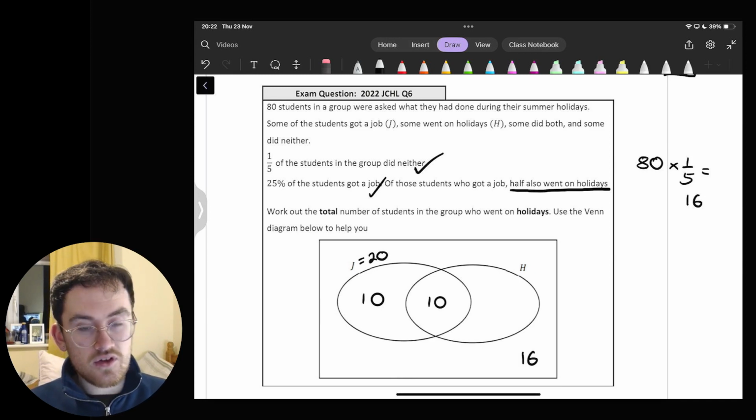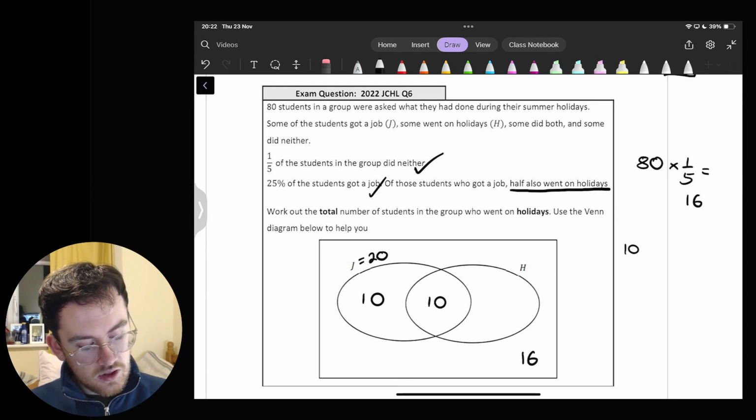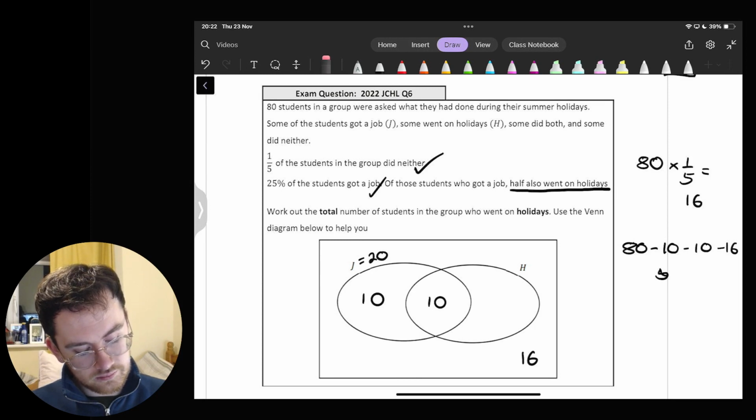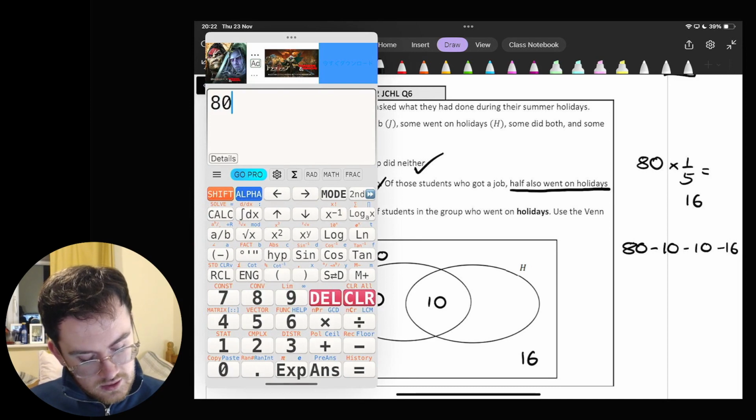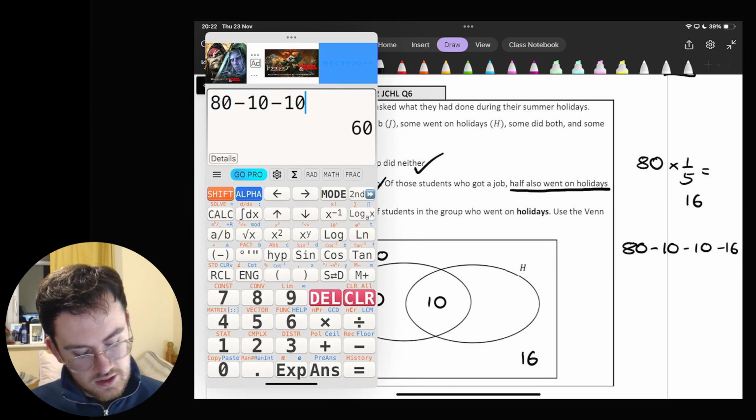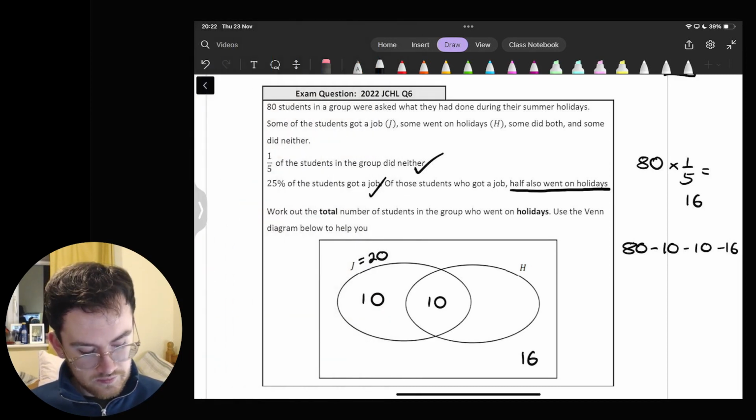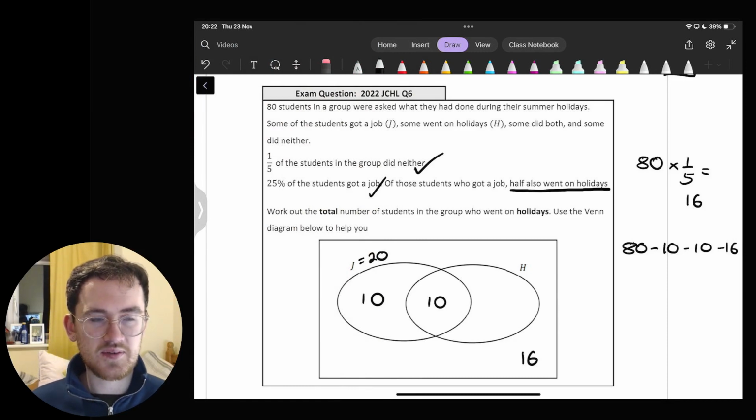Okay, how many students are left? Well, let's add up what we've used already. We have 80 altogether. We've used 10, we've used another 10, and we've used 16. So 80 minus 10, minus 10, minus 16 gives me 44. Gives me 44. Yeah, there we go. That would make sense.